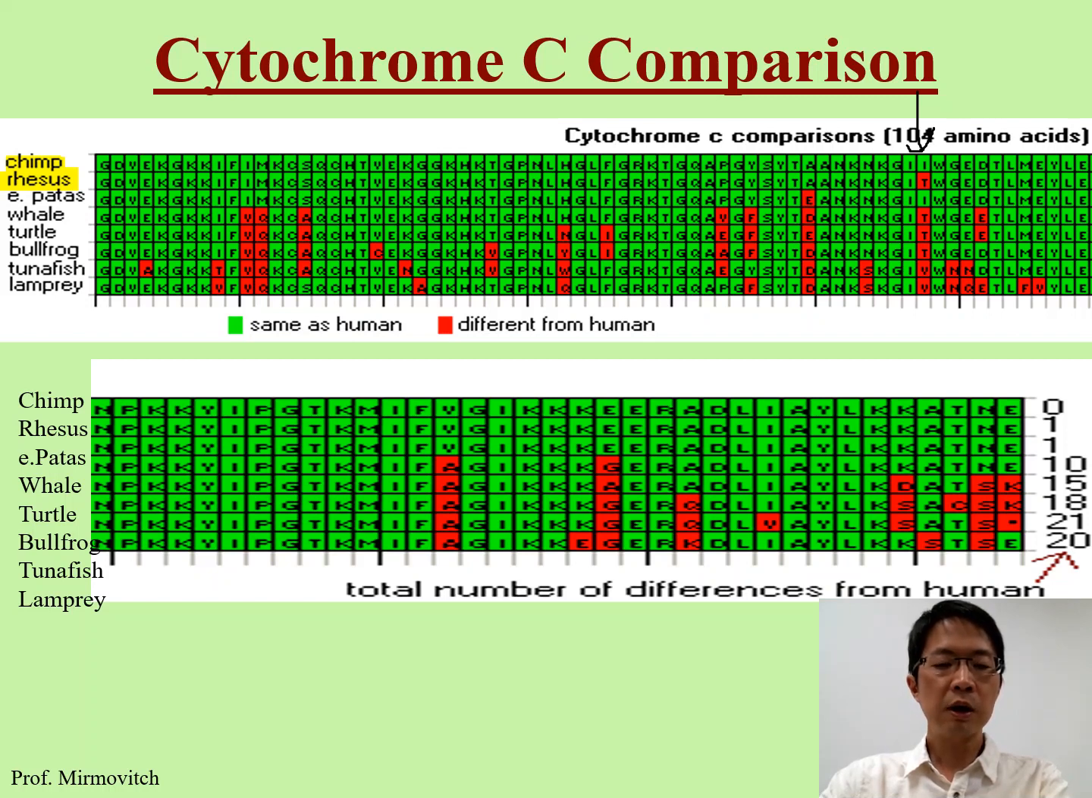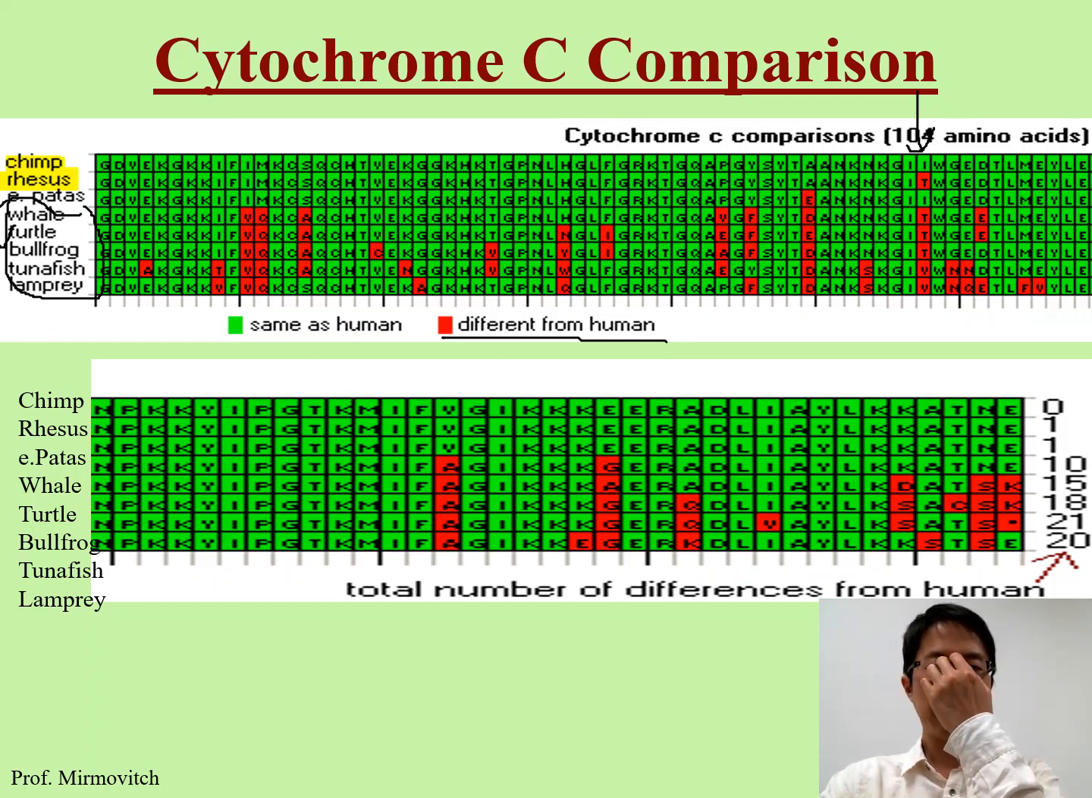But as you go down, when you compare whale, turtle, bullfrog, tunafish, and lamprey, as you deviate from the same. Oh, sorry. Rat is different from human being. So chimpanzee is basically identical. The cytochrome C is identical to a human being. Rhesus monkey only has one amino acid different from human being. But as you go down, when you deviate from mammal, lamprey is a very primitive vertebrate. It's like a fish. Then you will have more and more amino acids that are different from human being in the cytochrome C.